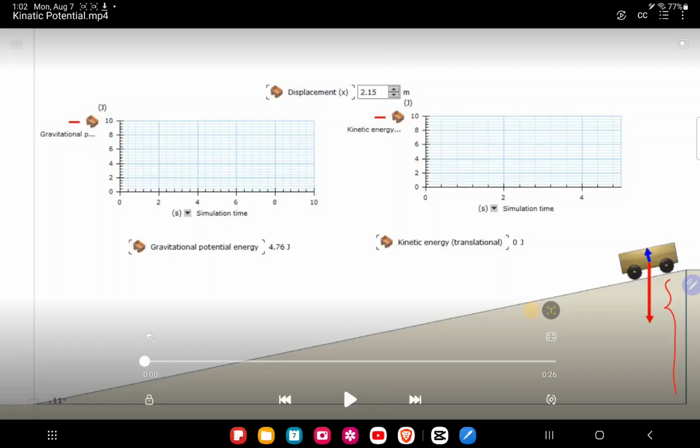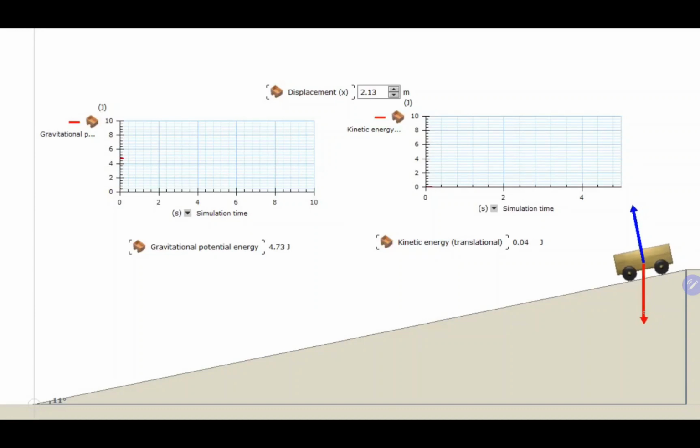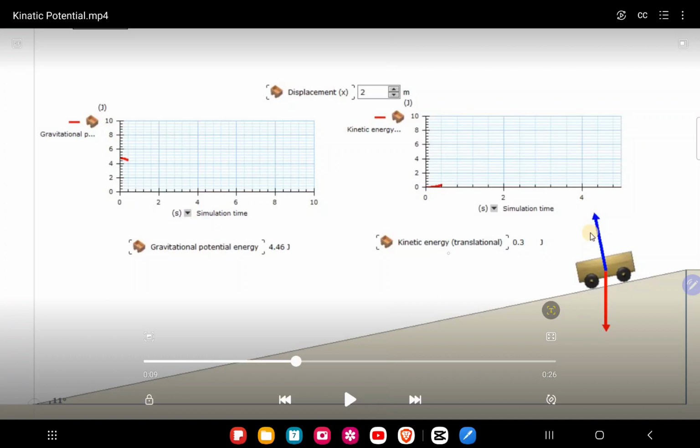In this model, we can see a cart placed on a frictionless ramp with height h. The cart has potential energy equal to 4.76 joules, and no kinetic energy whatsoever. Now, when we start the model, we only have two forces, the gravitational force and the normal force. The kinetic energy starts to increase and the gravitational potential energy starts to decrease.